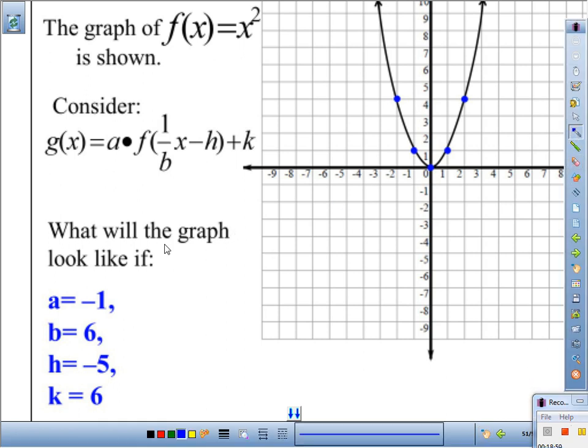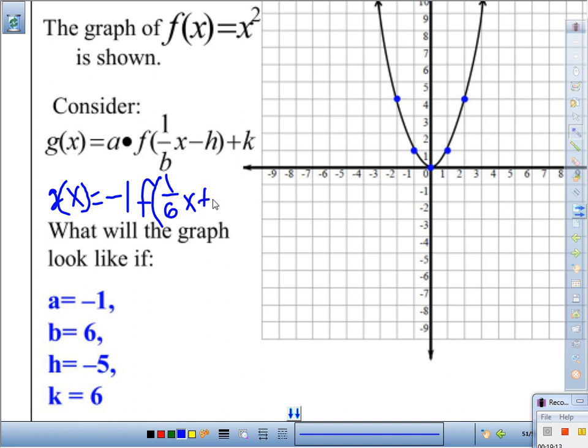First of all, they give us the value of A, so we write g(x) = -1 f(1/6 x + 5) + 6. Hands, if you got that. Okay, now let's see what it does. I'm going to start from this side. -1, what is it going to do? Flip it. Okay. 1/6, it's going to do what? Stretch it horizontally. So imagine it flipped. So now it's stretched and it looks something like this.